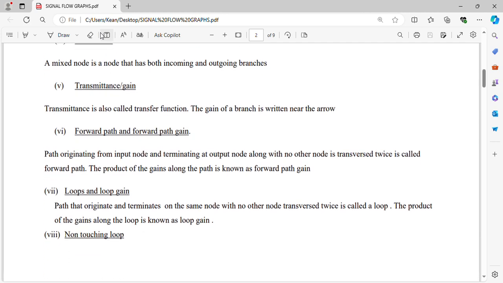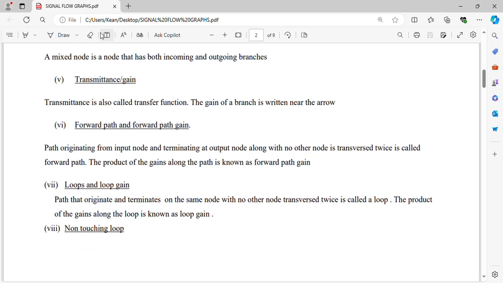We also have the forward path and forward path gain. The forward path is the path that goes forward. As it is said, forward ever, backward never. So the forward path follows a forward route from the source node to the sink node. If you multiply all the gains along that path, we call that the forward path gain.